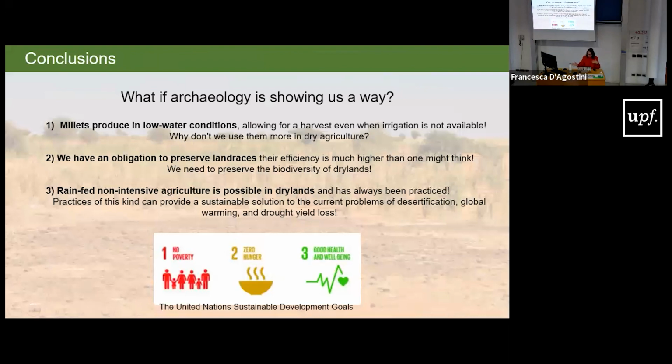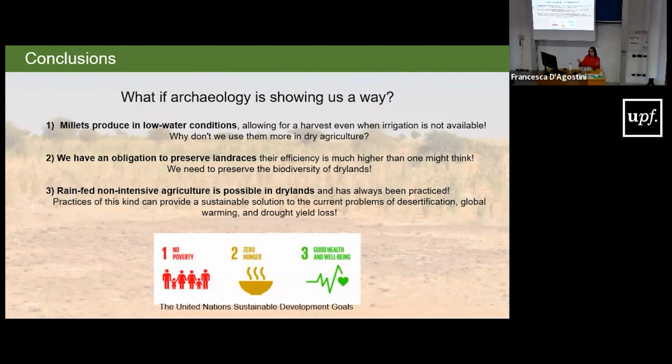So to summarize and conclude, I would say that this study has gathered a series of very valuable insights that I believe are highly relevant even today, especially in the face of phenomena such as drought, yield loss, and desertification. First of all, I want to underline how millets and many of the C4 cereals can thrive even in water scarcity conditions and allow for harvest even when irrigation is not even thinkable. And I want to add a sort of provocation. So why don't we use them more in agriculture even right now?